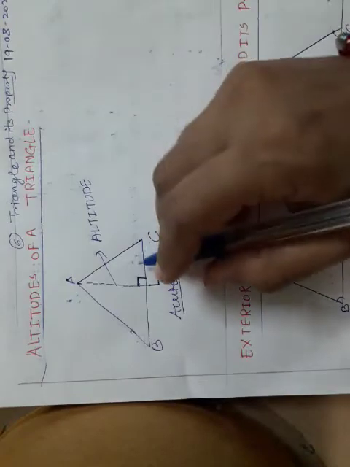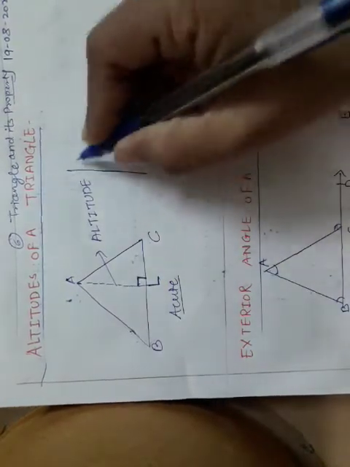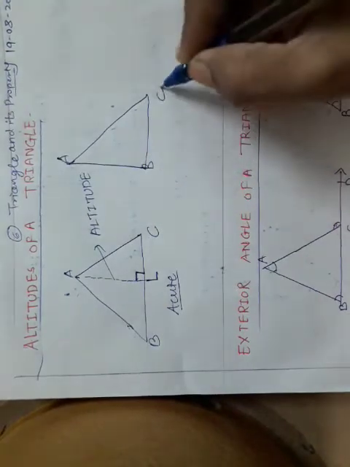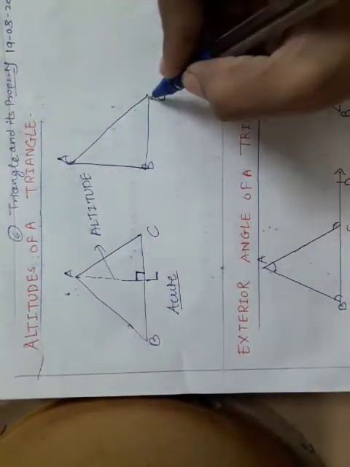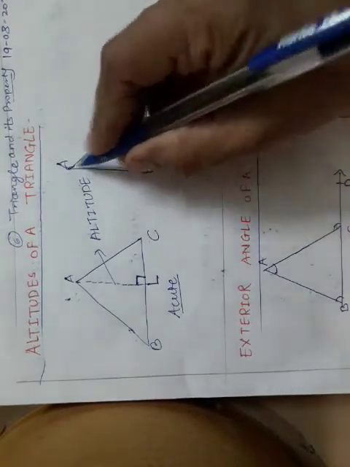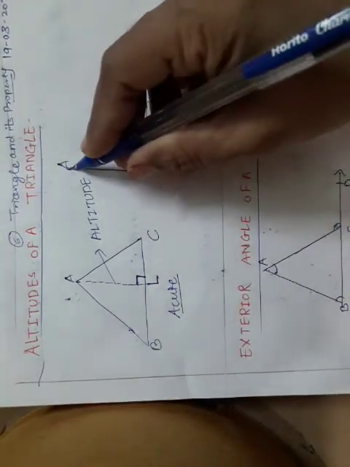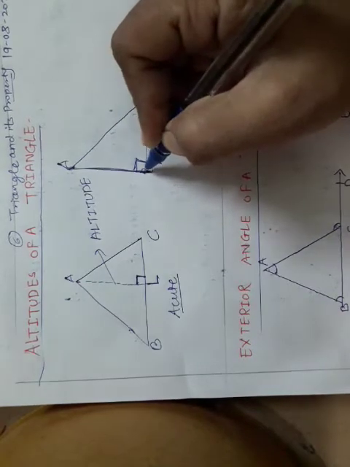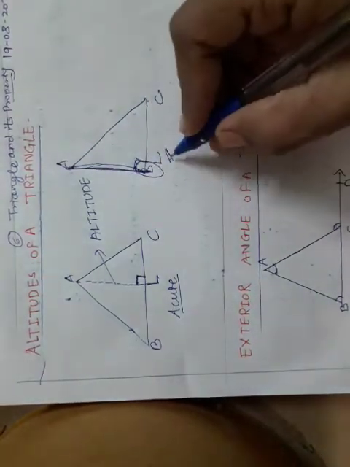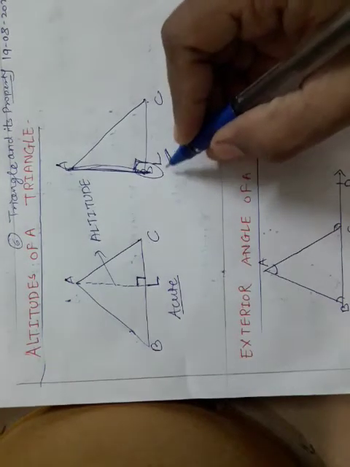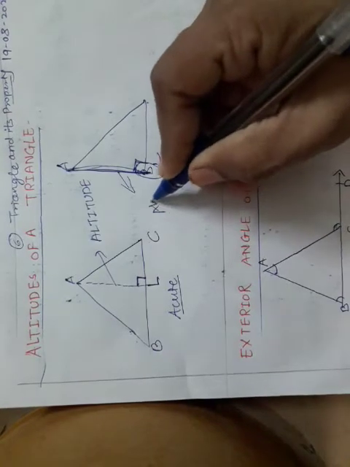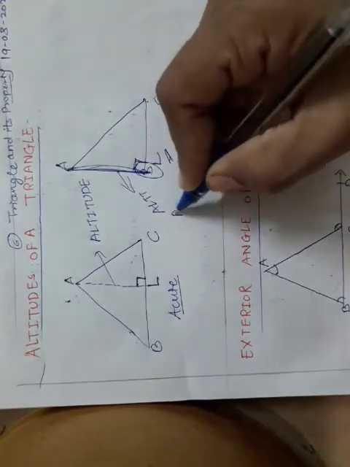Now, in the right angle triangle ABC, this is triangle ABC, a right angle triangle, and I will give the name point L. Now this AL is the altitude.